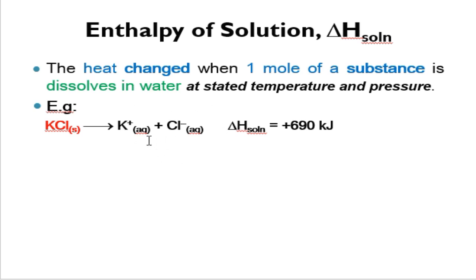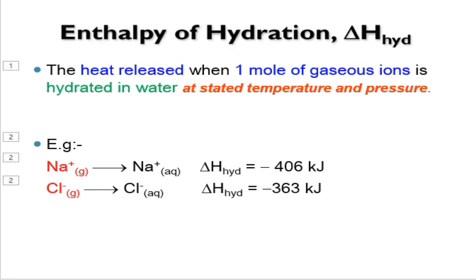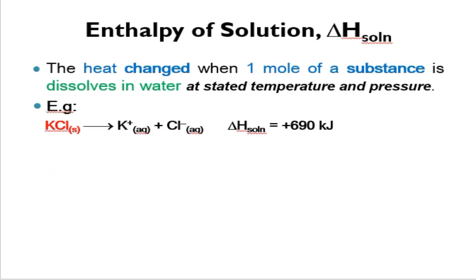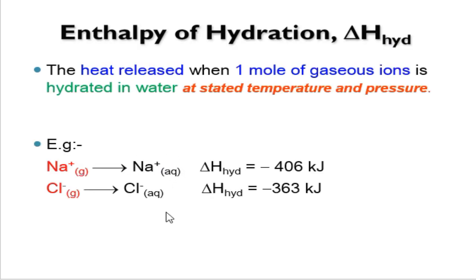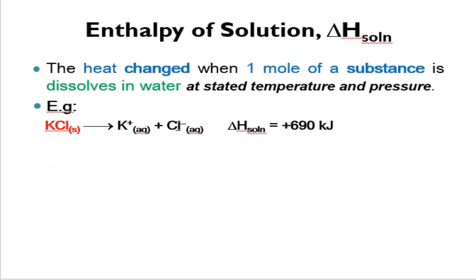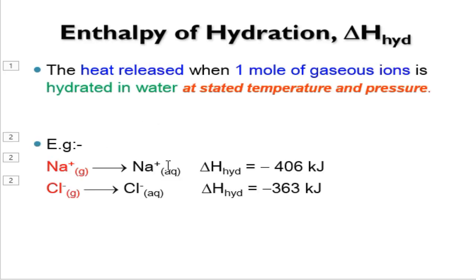So based on here, you can deduce something. What is the relationship between enthalpy of solution and enthalpy of hydration? You check. This one is one mole of substance dissolved in water, so it's K+ aqueous plus Cl- aqueous. And this one, the product is also in aqueous form, but it is gaseous ion dissolved in water, forming the aqueous ion here. So they are forming the same type of product: cation aqueous, anion aqueous, here cation aqueous, anion aqueous.